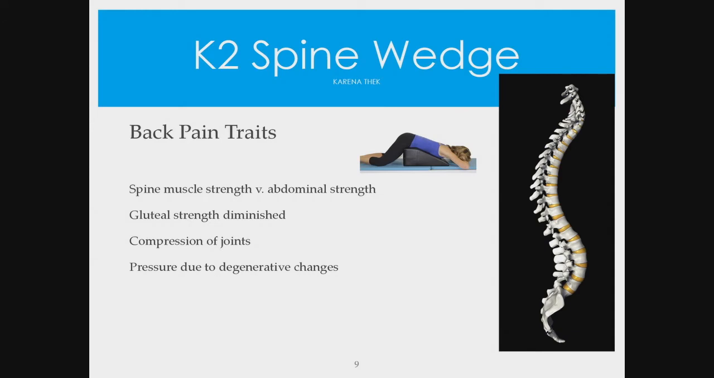All right, back pain traits. Let's talk about some common denominators with back pain. There is a spine muscle strength versus an abdominal strength. And for years and years, probably still today, professionals are recommending, or the public feels, that it is the core that is weak with back pain, and I must strengthen my core in order to resolve back pain. Well, if you mean by the core all of the muscles that surround the spine, then yes, that is what we're talking about.